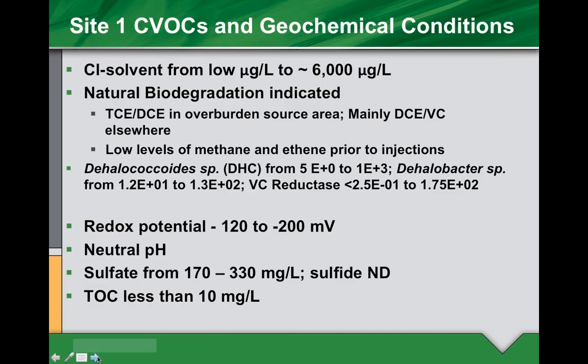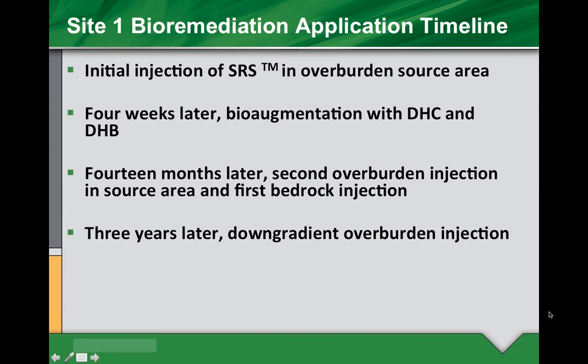Now, one of the main indicators for the need for bioremediation at this site, in addition to the fact that we did have some of the daughter products and not all ethene and ethane, was that our total organic carbon concentration was less than 10 milligrams per liter. So we knew we needed to amend. If we go to the next slide, I'll cover the timeline of our bioremediation program.